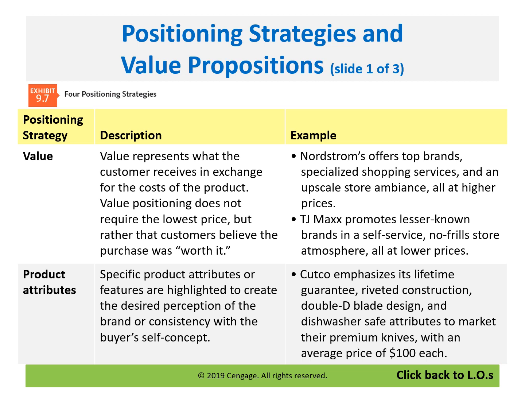at lower prices. Product attributes are specific product attributes or descriptions or features which are highlighted to create the desired perception of the brand or consistency with the buyer's self-concept. Example, Cutco emphasizes its lifetime guarantee, riveted construction, double D blade design, and dishwasher safe attributes to market their premium knives used in their kitchen, with an average price of $100 each.